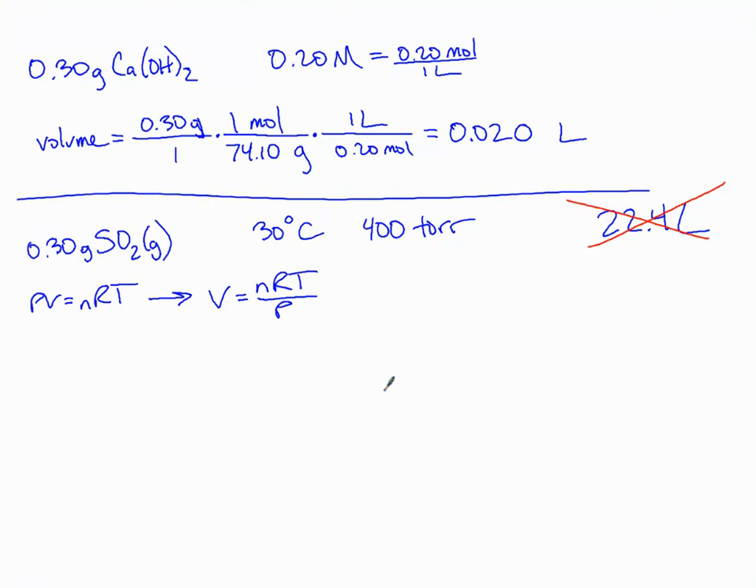So as a refresher, n is number of moles. So I'll write these down. If you don't have space, you don't have to write them down. R is the gas constant. I'm just going to write a constant. T is temperature. One thing about temperature, it has to be in Kelvin. And of course, P is pressure.